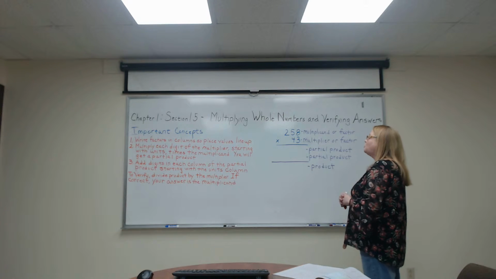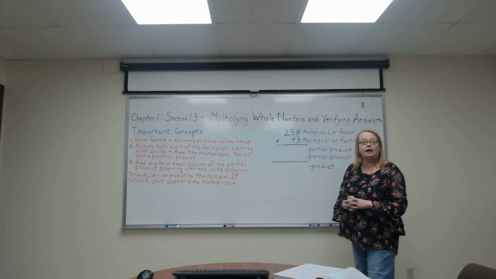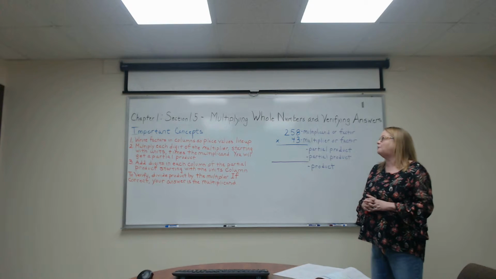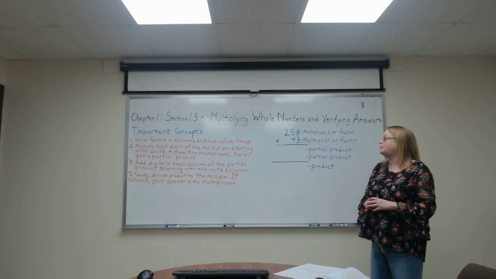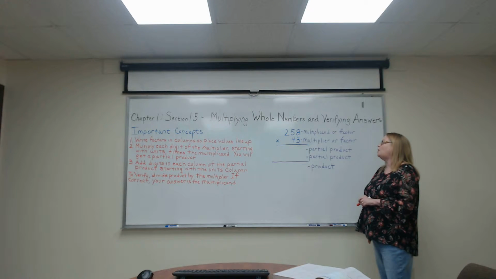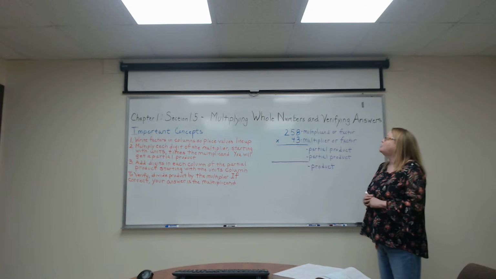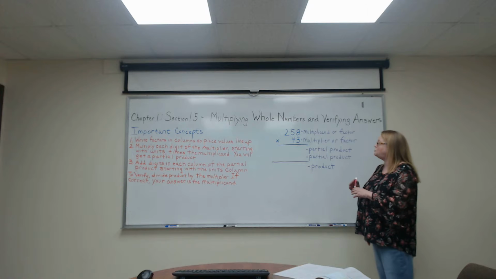So we're going to go ahead and multiply this out, and then we're going to go ahead and check our answer, because to verify, basically we just do some division. We're going to divide our product by the multiplier, and we should come up with the multiplicand. So let's go ahead and do some multiplication.